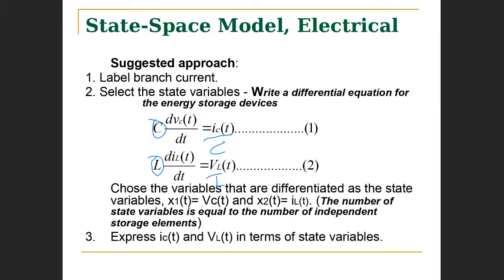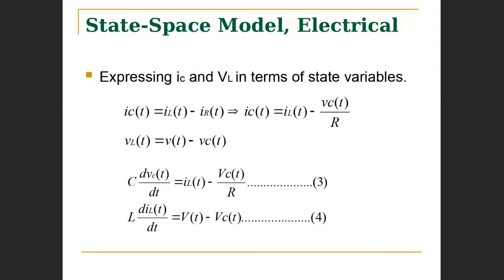Note the state variables, VC of t and IL of t. Both of them, they're not state variables, so we have to replace them. Question is, what do we know about IC? That's what we're going to do in the next slide. So we know that IC is equal to IL minus IR.